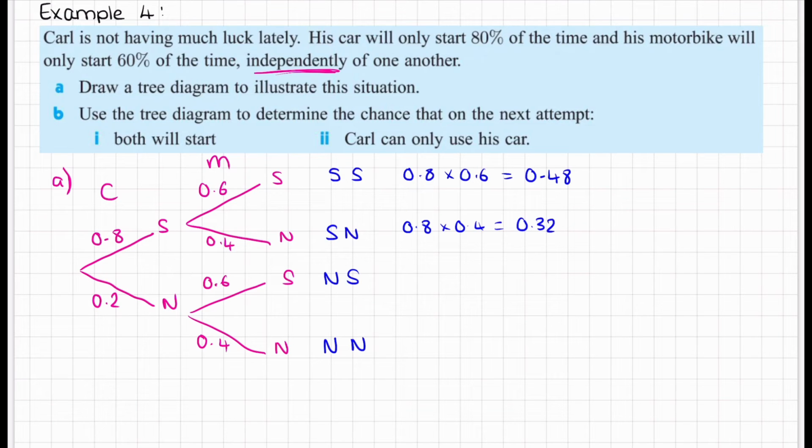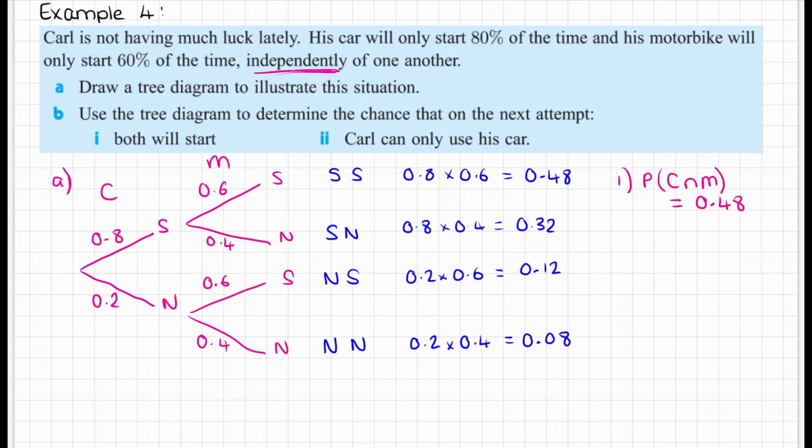Sometimes it's just a good idea to work out all your probabilities like this in the tree diagram, because once it comes to actually working out which probabilities you need, you've already got all your information there ready to go. So we want the probability that the car will start and the motorbike will start, which is SS, so it's just the first one, which is 0.48.